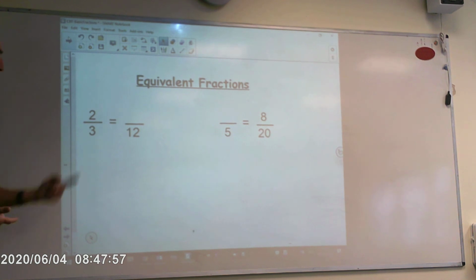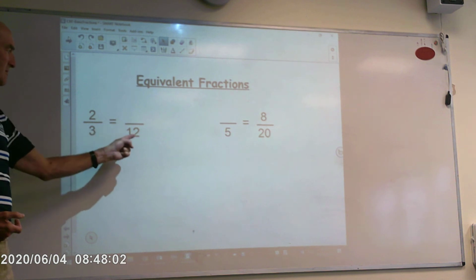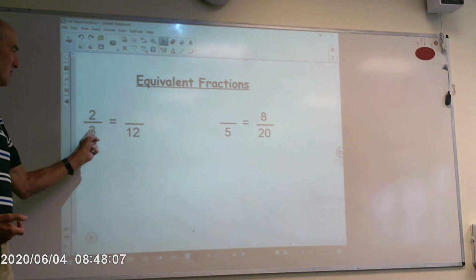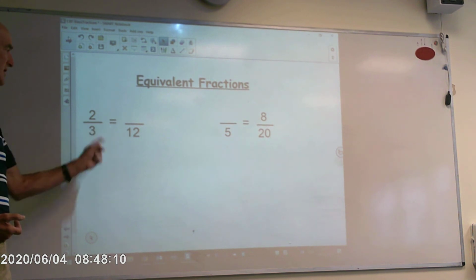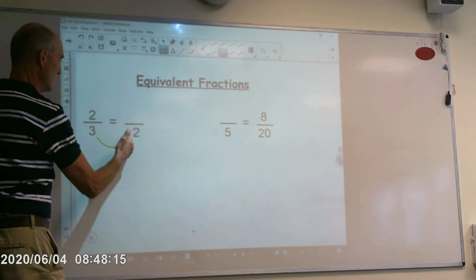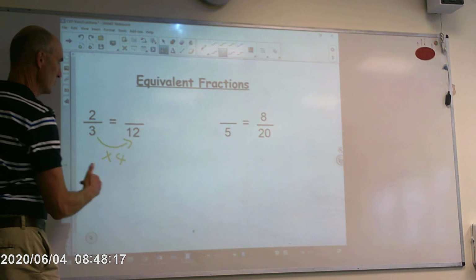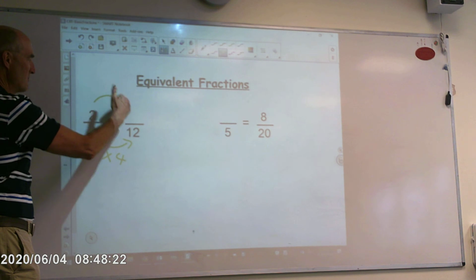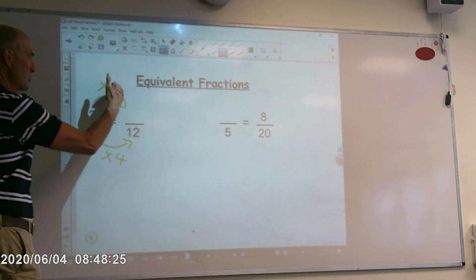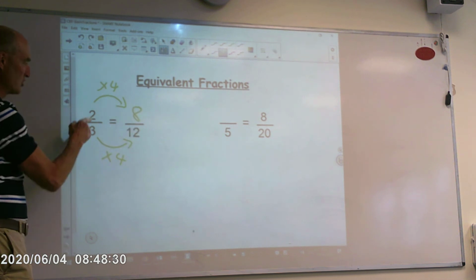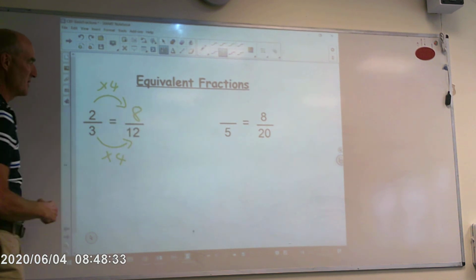Going back the other way, 2/3. What have I done to the 3 to make it up to a 12? What have I done to increase the value of 3 up to 12? I've multiplied it by 4. So I've multiplied by 4 across the bottom. I don't change the value of that fraction as long as I do the same thing to the top. So if I multiply across the top by 4, 2 times 4 is 8. So 2/3 becomes 8 over 12.